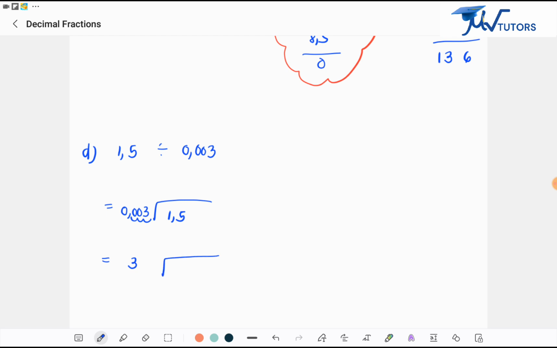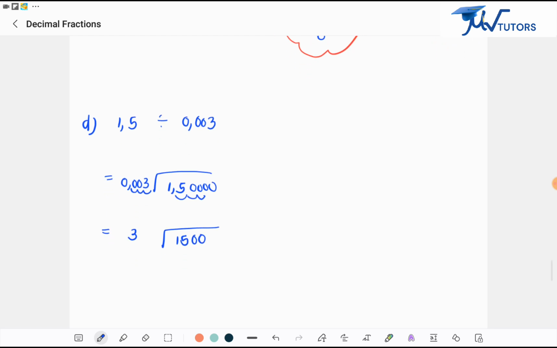And what I do outside, I have to do inside. So let me just put some zeros there. I'm going to move it 1, 2, 3. So basically I have 1,500. So I think the sum becomes a bit easier there. All right, what is 1,500 divided by 3? It's going to be 500, right? But anyway, let's just see. 15 divided by 3, that's 5.